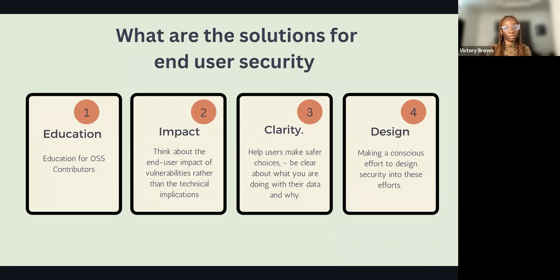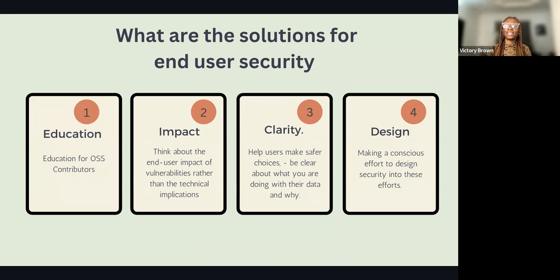Next, we have clarity. Help users make safer choices and be clear about what you are doing with their data and why. People need to know these things. Before I accept a cookie on your website, before I give you my personal information, why am I doing that? And what would you do with this information? As much as it's open source, you need to be open. If your contributors are going to be open to you and open to your project, you need to be open as well back to them.